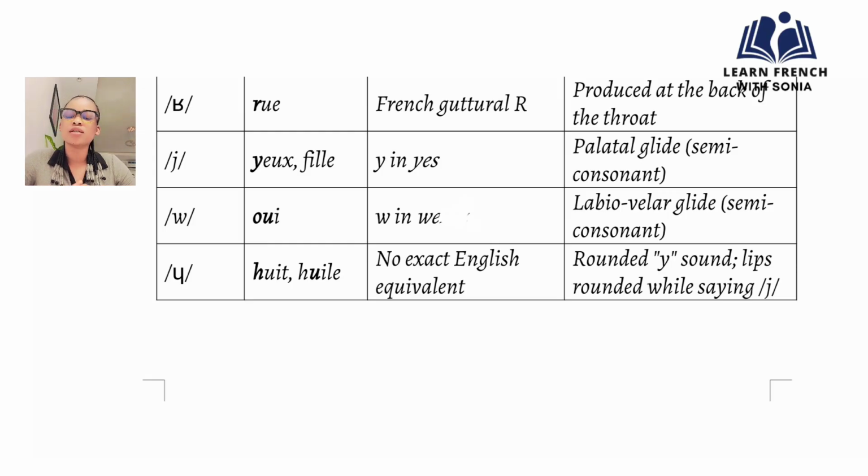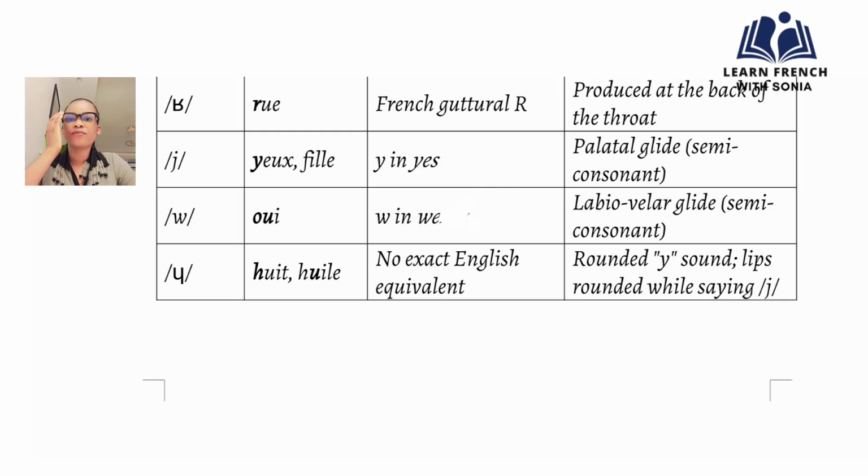We have the y sound, and our example says yeux. And then another example says fille. We talked about that in our previous class. We said Y in yes. And then the second to the last one here says w. Our example is wi, and W in we. It's the same thing.